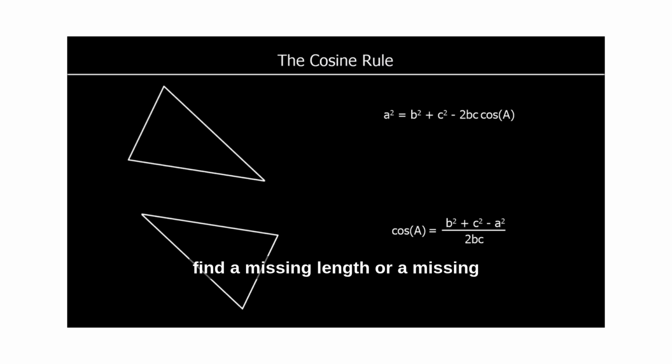We use the cosine rule to find a missing length or a missing angle in a triangle. We don't use it for right angle triangles because it's easier to use Pythagoras and SOHCAHTOA. So we use it for non-right angle triangles, as well as the sine rule.